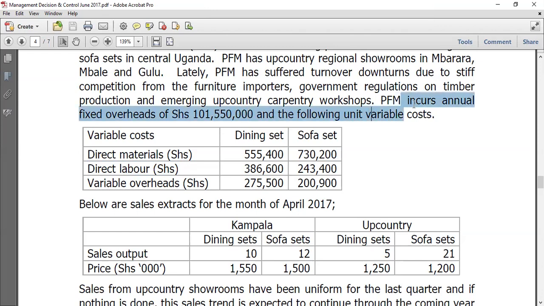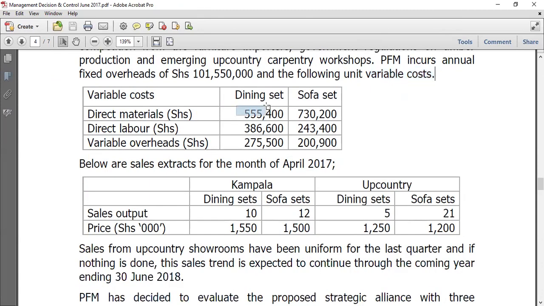And then for the unit variable costs, when you're doing your profit statement, they have given you these units. So based on what you have here, for example, if we are looking at 10, I want to determine my direct material cost to be 10 times the 555,400. I'm able to determine my direct material cost if I have an output of 10. So the sales output will also dictate how much we shall have on the variable costs. You get it? Yeah, so that is what you basically do.